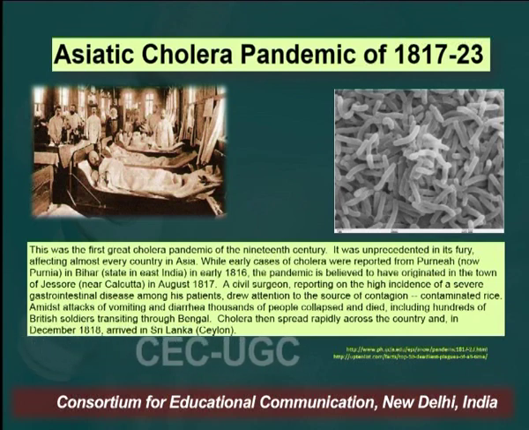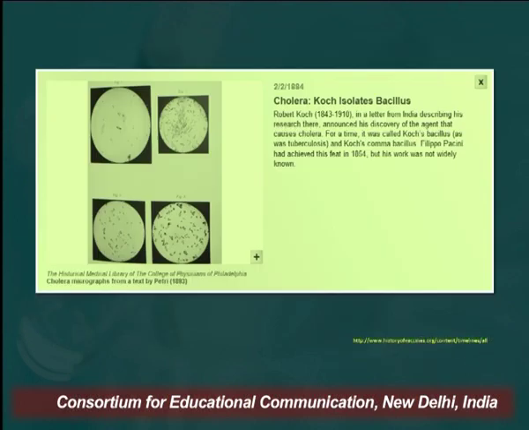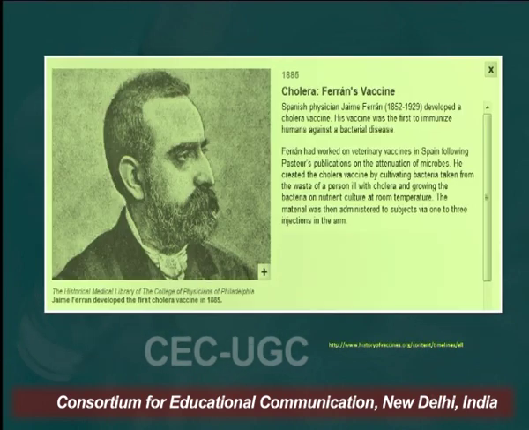Then came the Asiatic cholera pandemic in the years 1817 to 1823, where cholera became a very important pathogen, killing thousands of people. Again, this technique of the inactivated vaccine was utilized here.